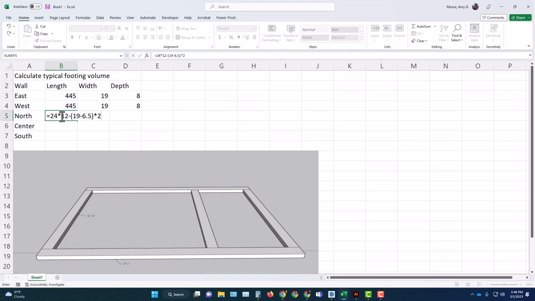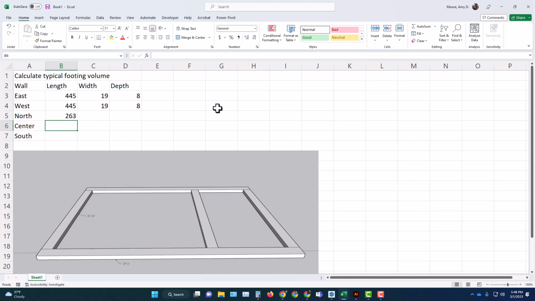We have a 24-foot wall times 12 to get it in inches. Then we have these 19-inch footings on either side, but 6.5 inches on either end are beyond the overall 24 feet. So I'm going to subtract that 6.5 from the 19. I have it on both sides, so I need to multiply it by 2. Because of order of operations, we're going to do what's in the parentheses first, then the multiplication, then the subtraction. So that should all work out great.